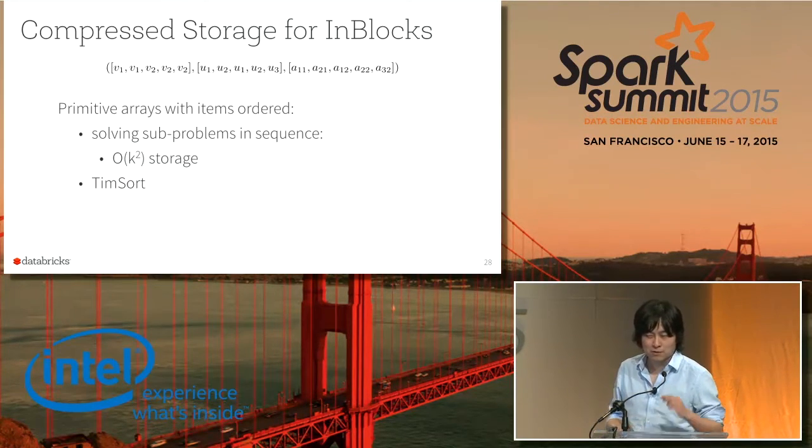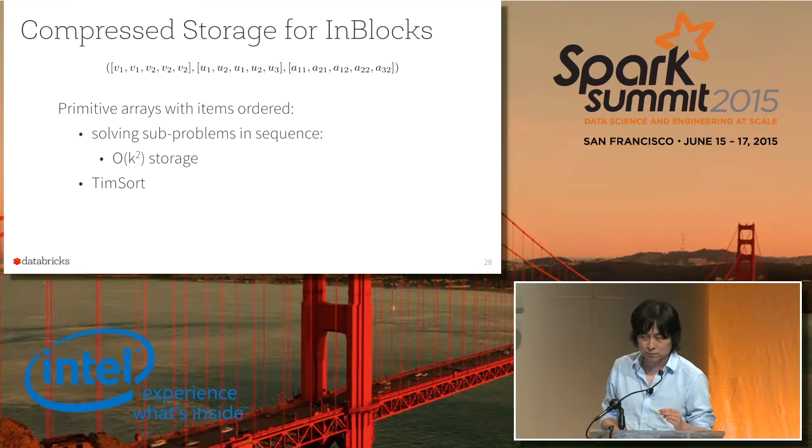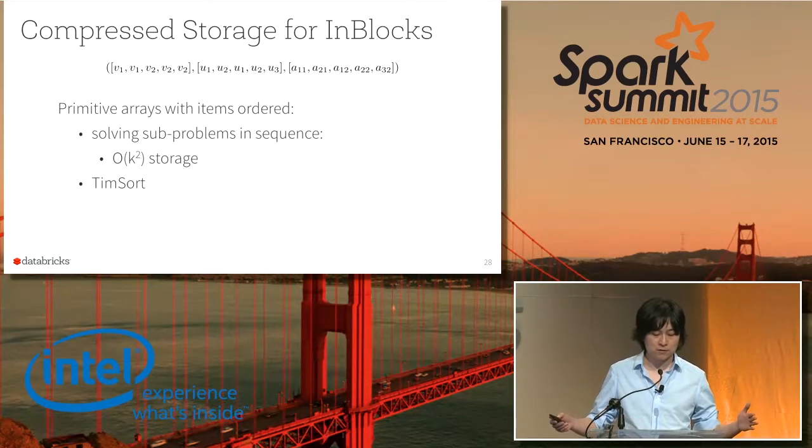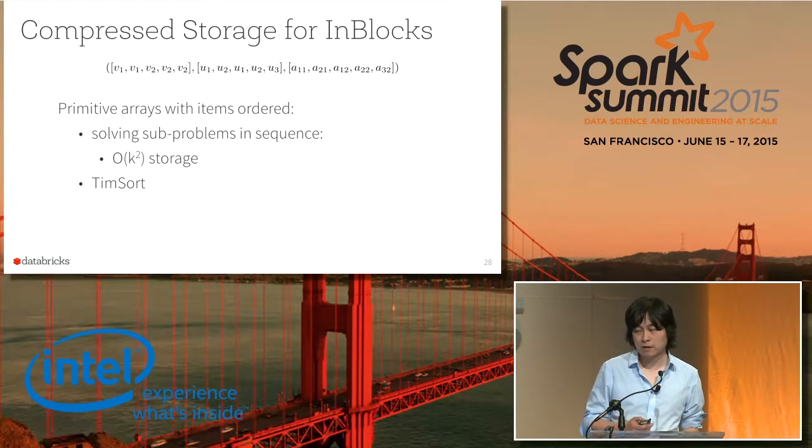And then, actually we can order the items before we start the computation. In this way, we can solve subproblems one by one. And then we reduce the memory requirement from n times k squared to just k squared. And we use TimSort for this because usually we need to sort an array of a couple million. TimSort is the default sort in Java 7, and we maintain a special copy in Spark to get a really efficient sorting algorithm.